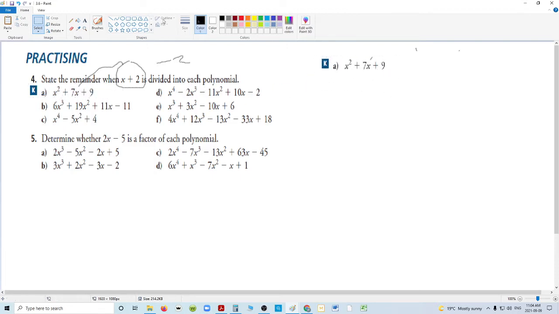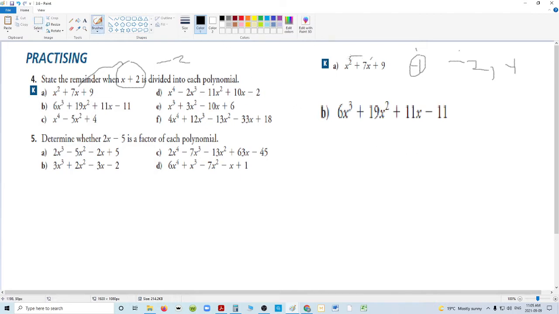It's minus 2. So if I plug in minus 2 into each equation, I'm going to get the remainder. So minus 2 for this, I get 4 minus 14, so that's minus 10, plus 9, minus 1. That's the remainder. So when minus 2 is x, minus 1 is y, but that's also the remainder. So minus 1 for that one. If you do a long division or synthetic division, you can also find out that's true.